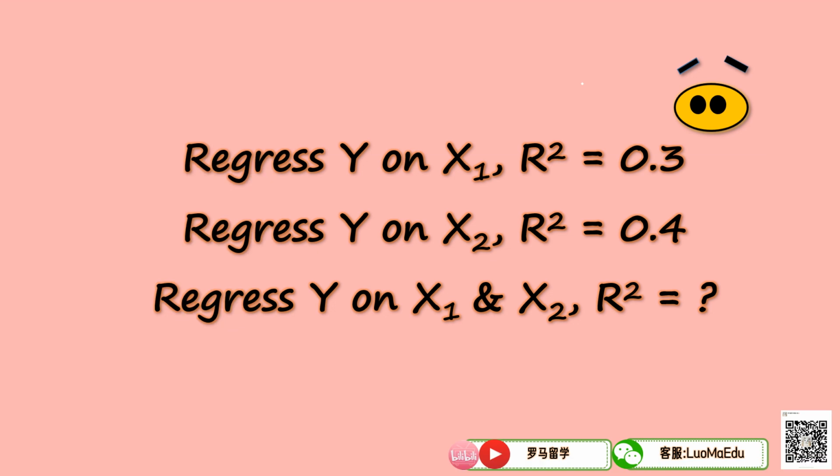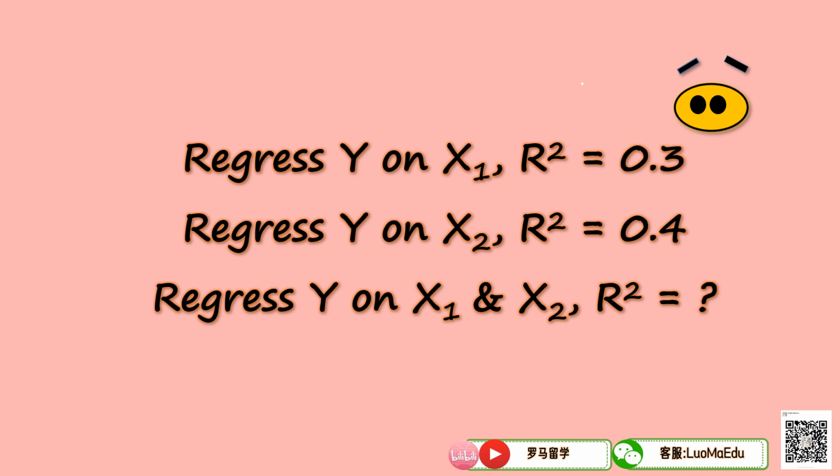Today I want to discuss a question: if I want to introduce a new variable, how would R squared change? Would it be smaller or larger? The question today is, if y is regressed on x1, R squared is 0.3, and if y is regressed on x2, R squared is 0.4. What's the R squared if y is regressed on both x1 and x2?